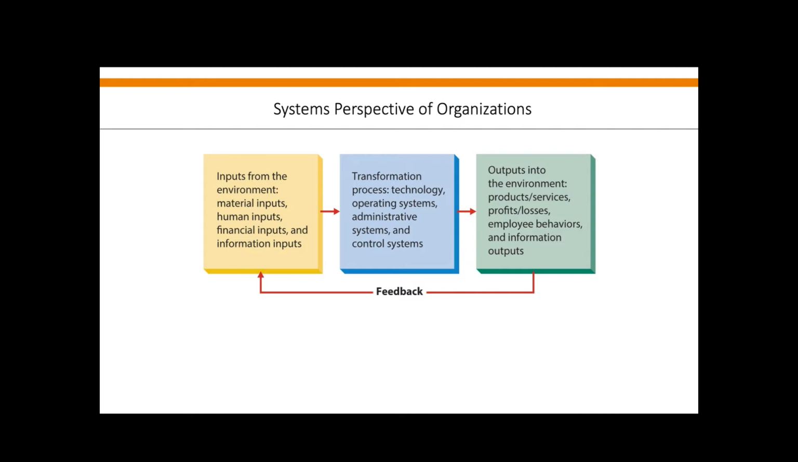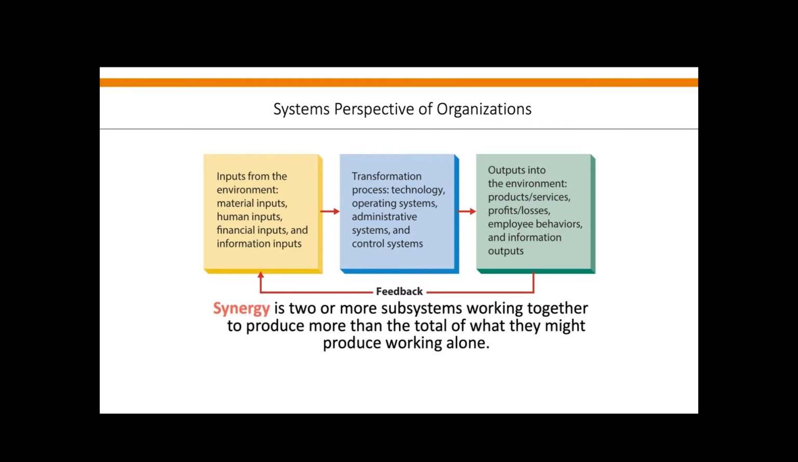It has outputs, right? And like any good system, there's a feedback loop. A lot of those outputs turn into inputs back in the machine. And therefore, we have 2 concepts in a well-working system. In a well-working system, we have synergy. Synergy is when 2 or more subsystems working together produce more than the total of what they might produce working alone.